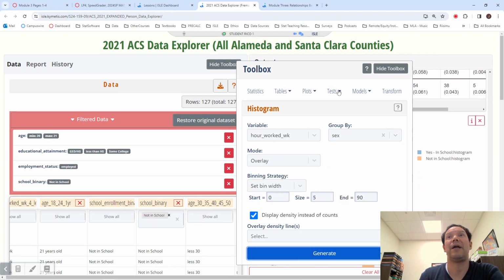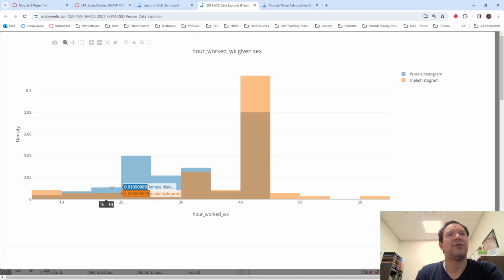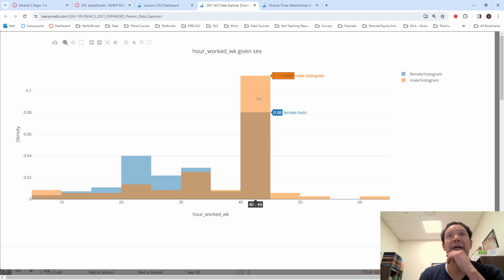So this was comparing men and women that were not in school. So I don't know if it changed a whole lot. I think we're still seeing sort of the same story. Females are more likely in the 25 to 30 range. Males are more likely in the 40 to 44 range.